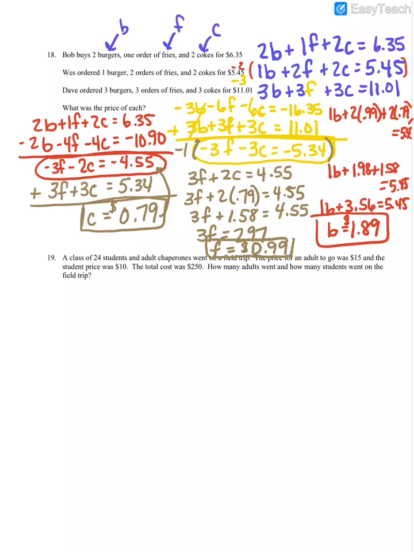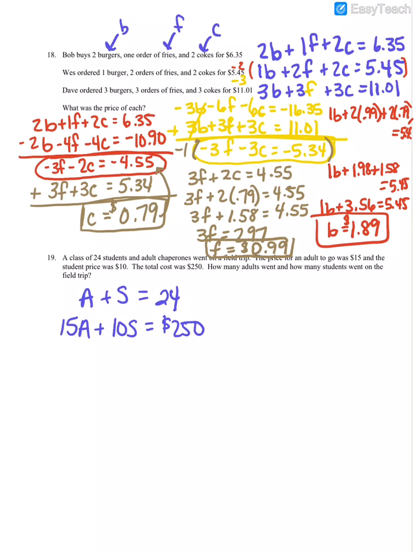All right, last one. A class of 24 students and adult chaperones went on a field trip. The price for an adult to go is $15 and the student price was $10. The total cost was $250. How many adults and how many students went on the field trip? All right, well, we've got adults plus students equals 24, and the price for an adult was $15 plus $10 for students, and the total cost was $250.